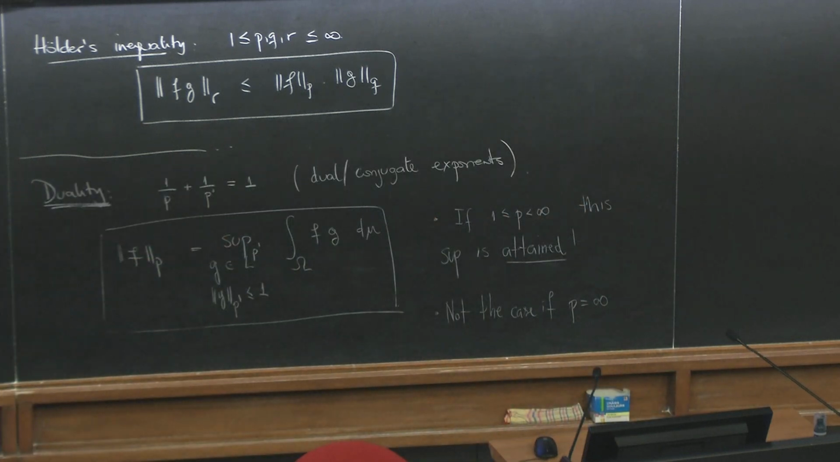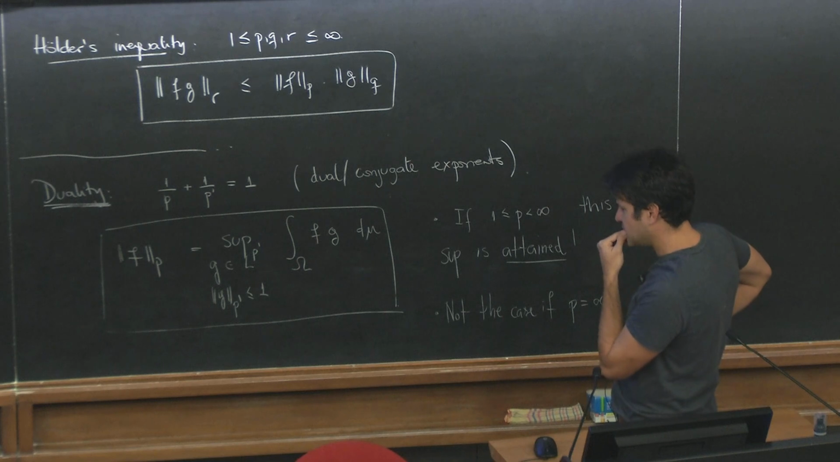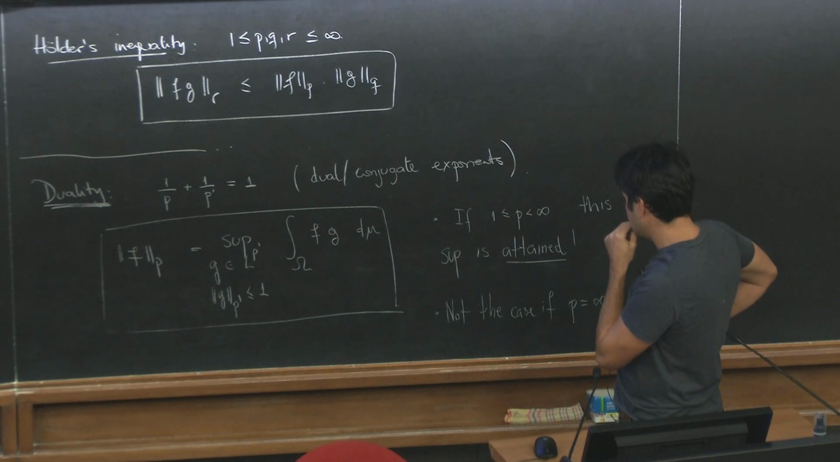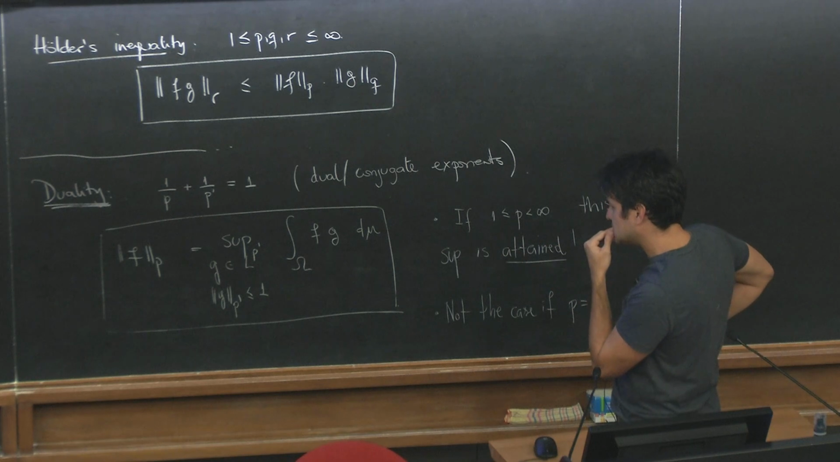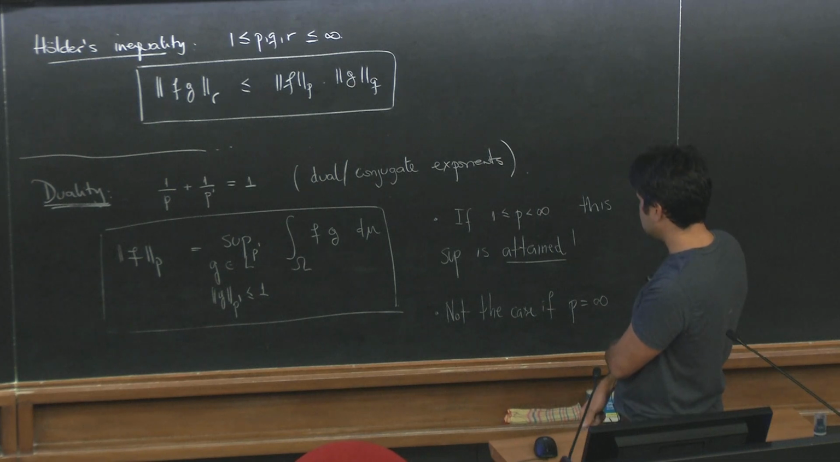Or maybe the other way around. Let me think about it for a little bit. What did I write to you? Did I get this right? Supremum is attained. I claim to you that this may not be the case if p is equal to infinity. Well, if p is equal to 1, you always have... oh, no. I think I made a mistake here. I might have made a mistake here.